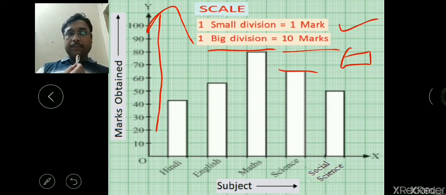Now you can solve exercise 22 from the R.S. Agarwal book, questions 1 to 4, from chapter 22, bar graph, as homework. In the next class I will explain several other types of bar graphs representing different types of numerical values. So I hope it is clear. Thank you all of you.